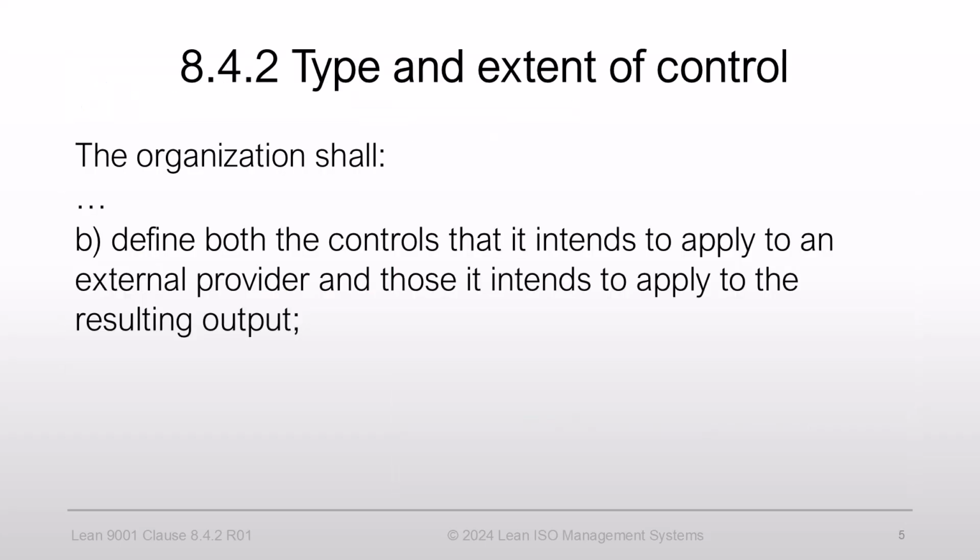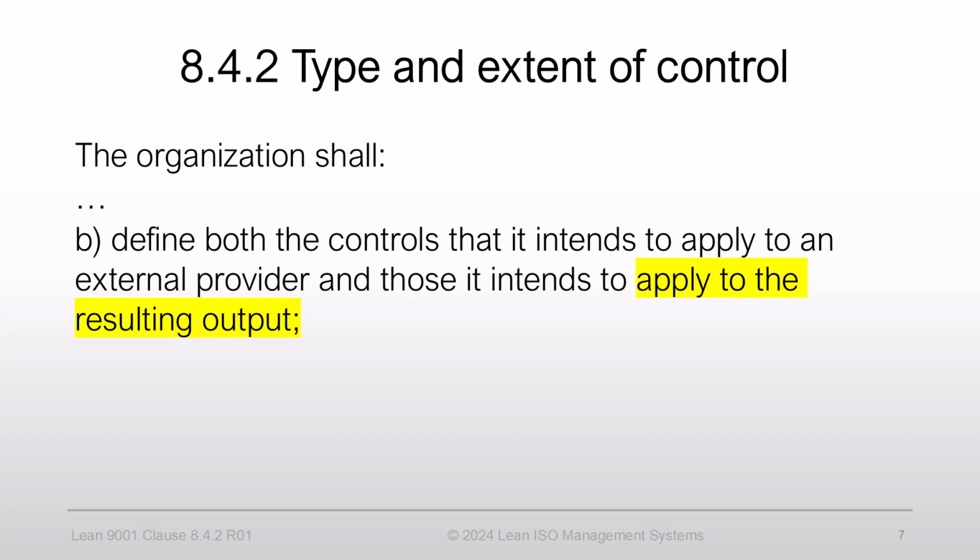The next requirement, b, states that the organization shall define both the controls that it intends to apply to an external provider and those it intends to apply to the resulting output. Above, we already addressed the control of external providers in the supplier evaluation process, so let's talk about the second part. The organization shall define the controls that it intends to apply to the resulting output. Well, I see it as just another example of standard gibberish. What resulting output are they talking about? If you have a good explanation, please drop me a comment.